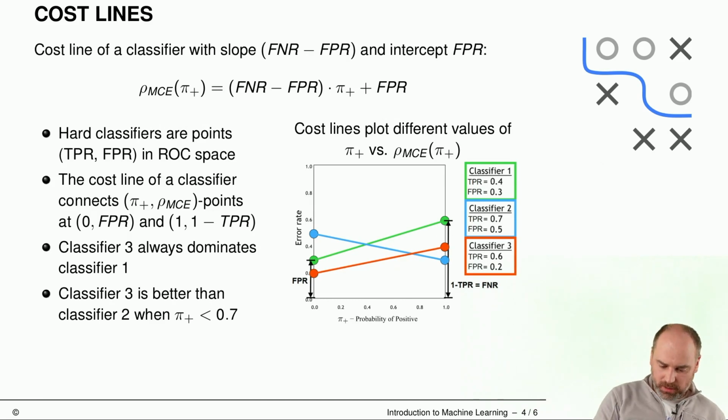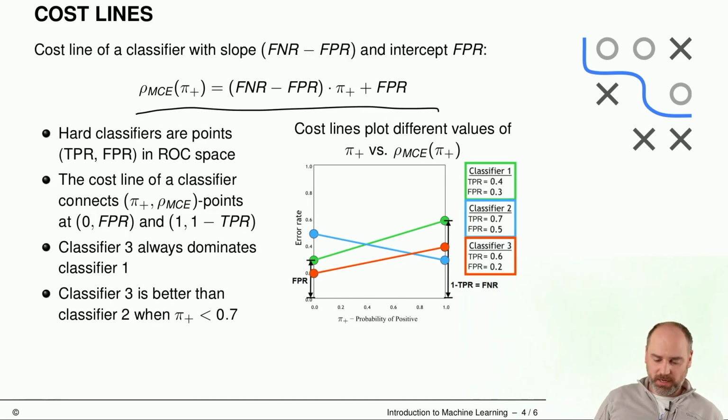So here's again our equation for the cost line, simply copied over from the last slide. What we can now also talk about is a nice, simple visual construction of such a line, because we know where this line hits this axis. At the 0 point, so if pi plus is 0, this is simply FPR. So if you know the FPR of the classifier, you already know one point for your line. And if we have two points for our line, we can connect these two dots, and then the line is well defined.